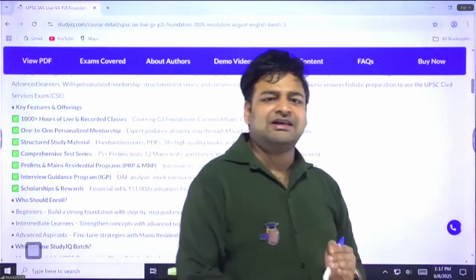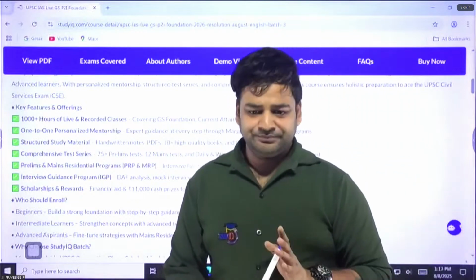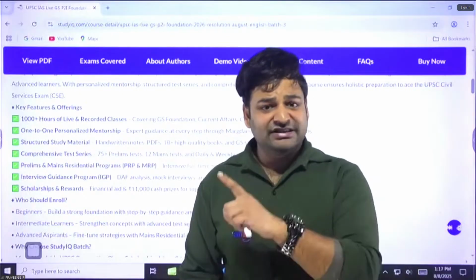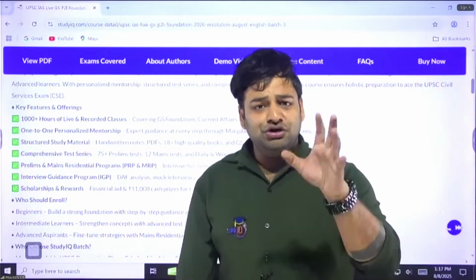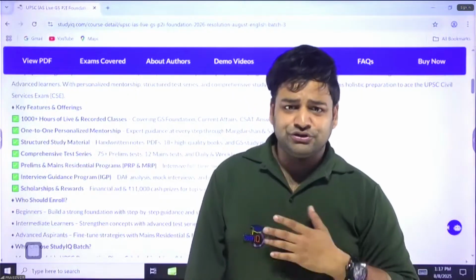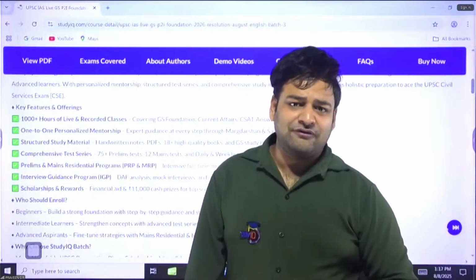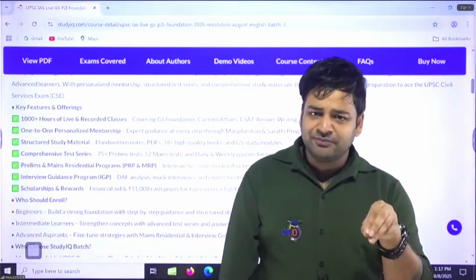Till your mains examination, you will be staying within our accommodation only. We have accommodation where our students live inside Delhi's Rajendra Nagar, the hub of civil services. Totally your accommodation will be on us. You don't have to pay a single rupee for the accommodation. For those 87 days, you will be here.